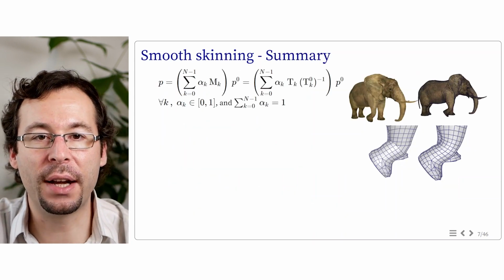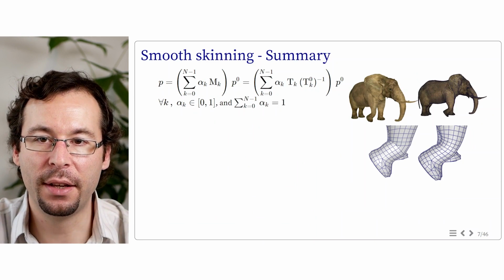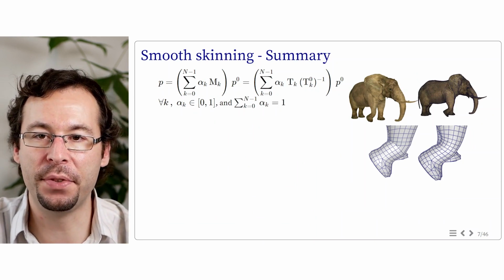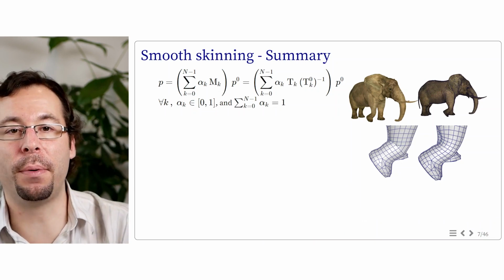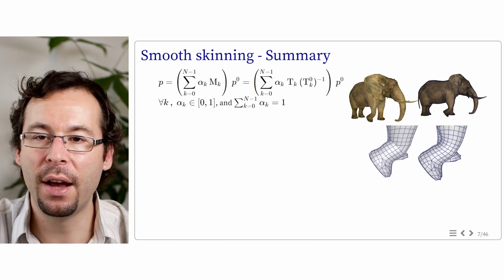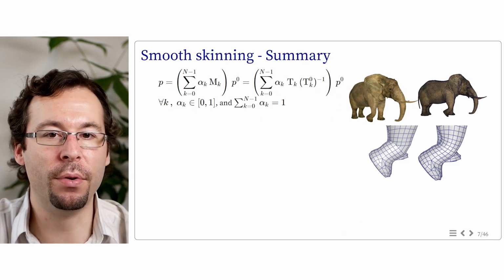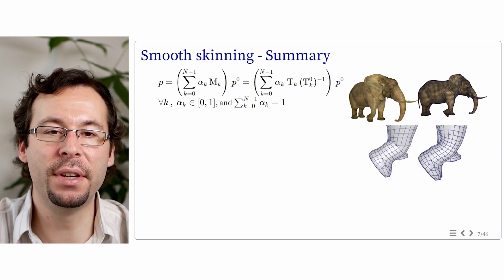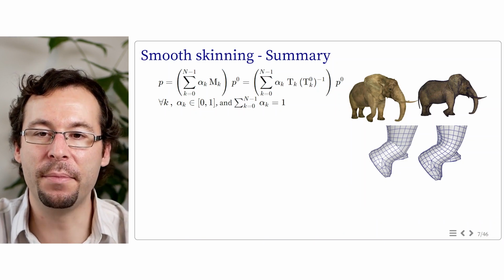And so this is the general formulation of the smooth skinning. P is equal to the sum over all the bones of alpha k Mk P0, or extending the transformation matrix to their respective frame coordinates, we have P is equal to the sum over all the bones of alpha k times Tk times T0k inverse times P0.